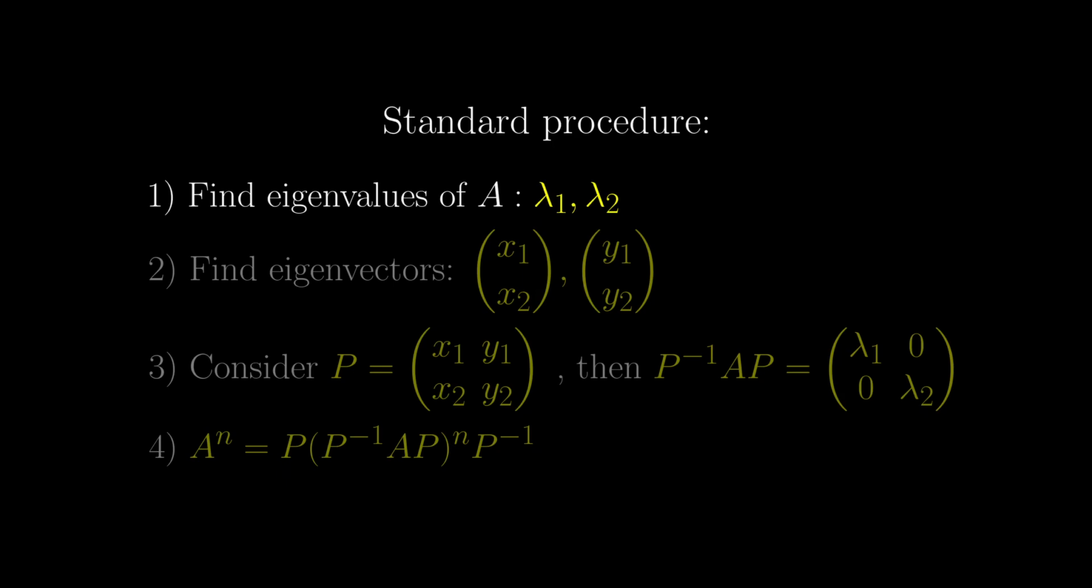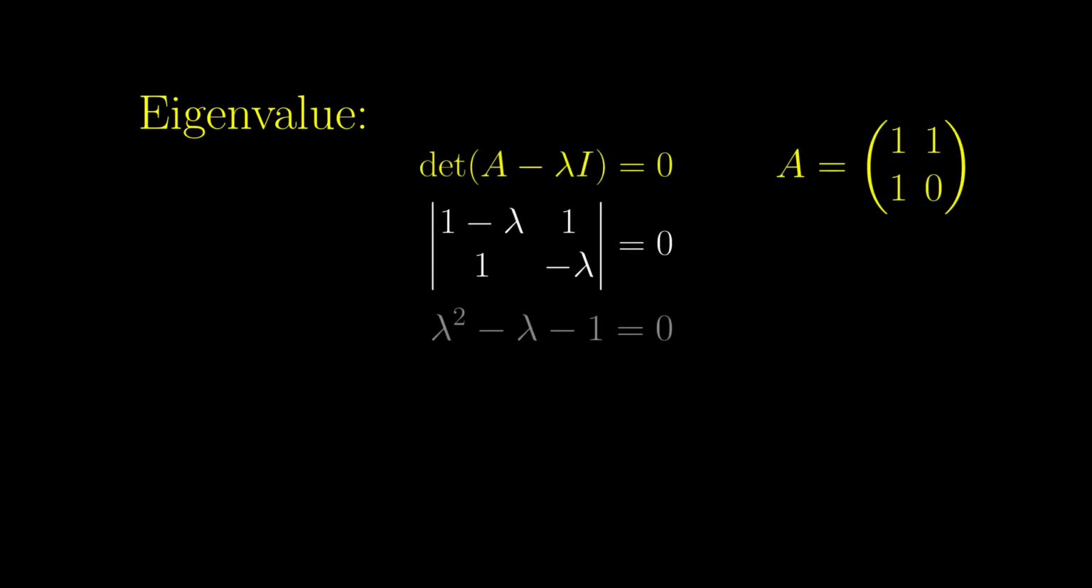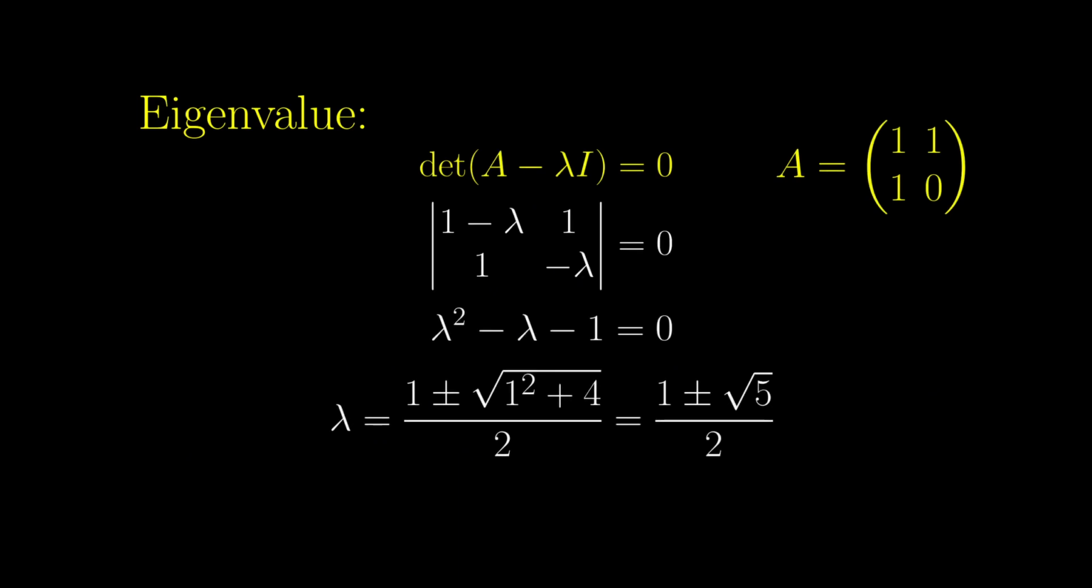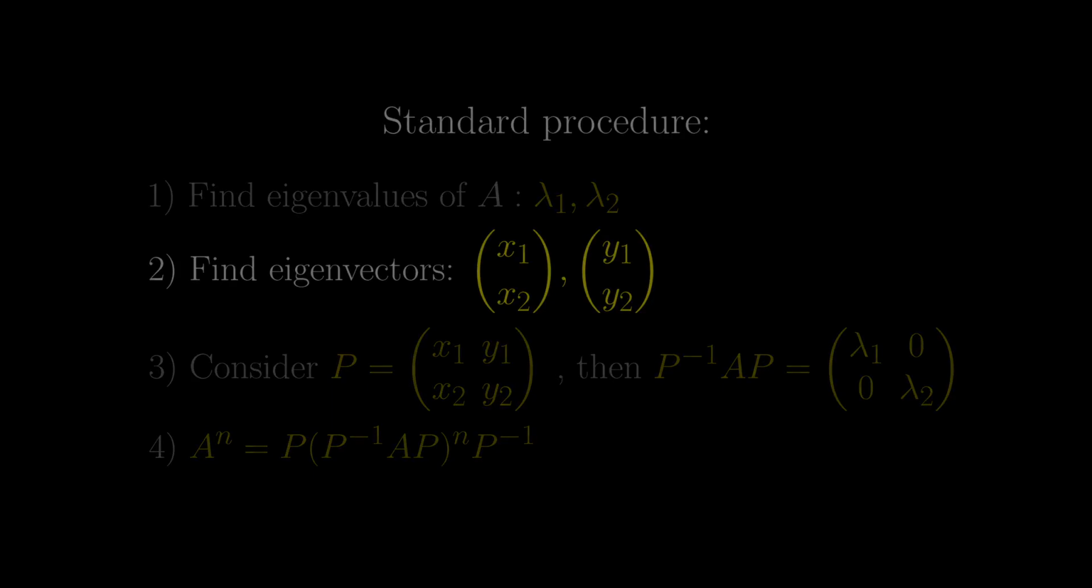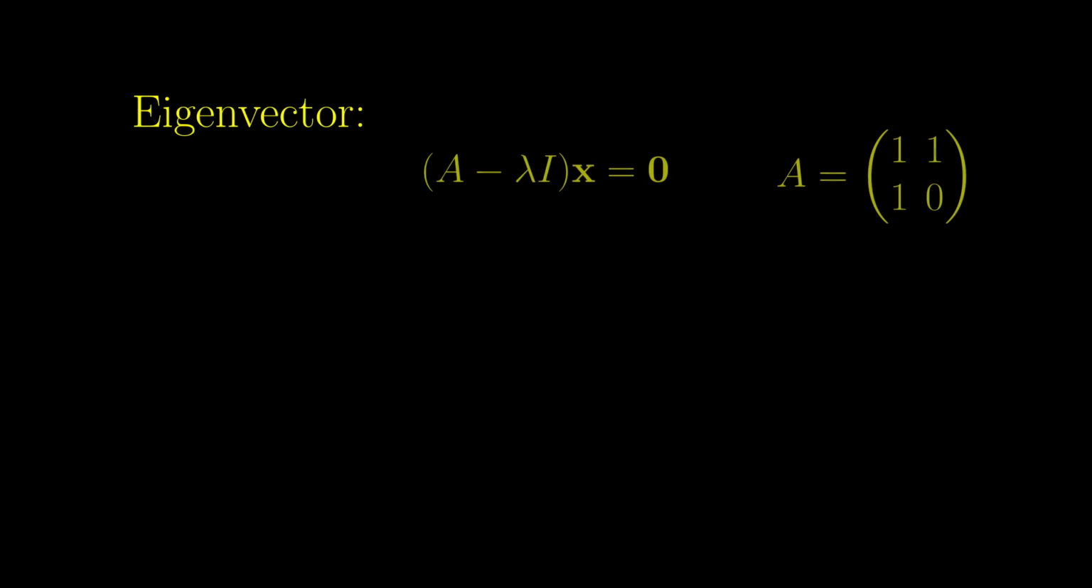We first figure out the eigenvalues. Starting with the characteristic equation, we solve for it. We then call the two roots of the equation alpha and beta to save space. The second step now is to find the eigenvectors. We start off with the defining equation for eigenvectors.